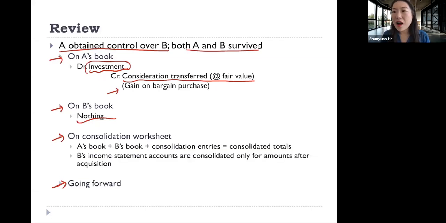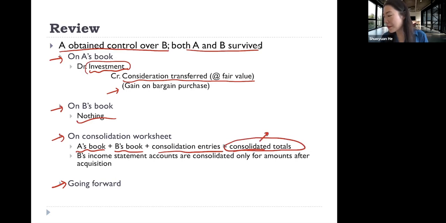And then on the consolidation worksheet, so in the situation of both firms survive, consolidation is actually done on the consolidation worksheet. On the consolidation worksheet, we take from A's book at the end of the financial reporting period, and we take from B's book. We make some consolidation entries, and then we arrive at consolidated totals.